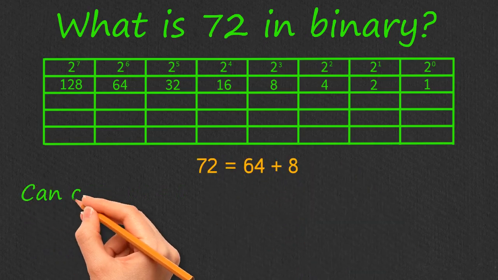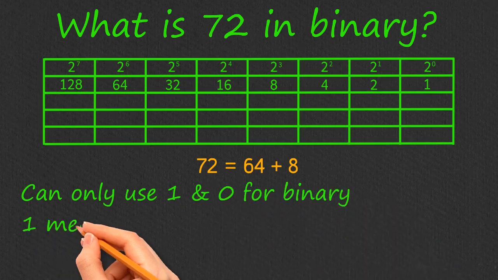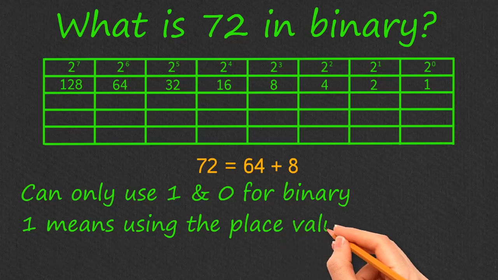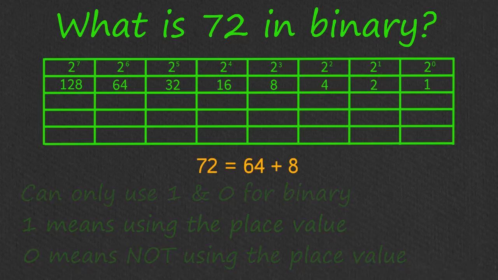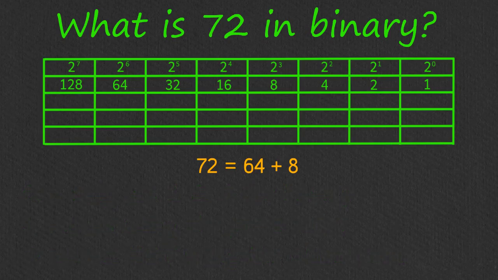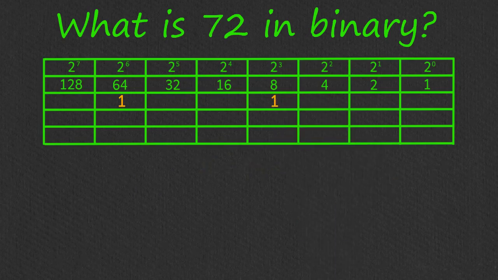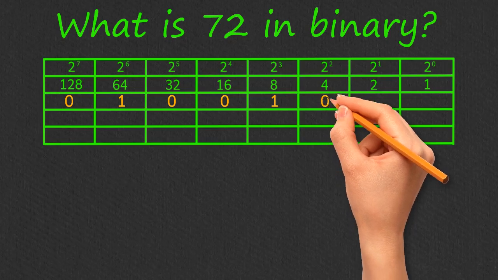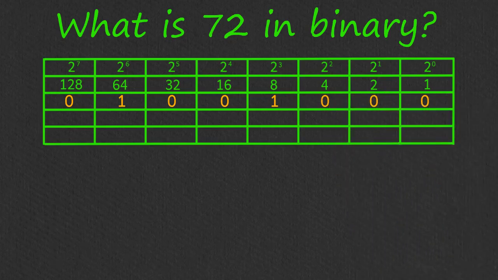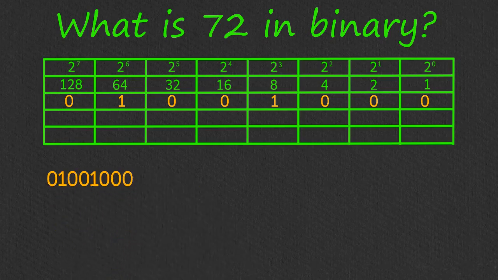When it comes to binary numbers, we can only use 1 and 0 to express these numbers. 1 means we use a specific place value, and 0 means we don't use a specific place value. For 72, we only need the place values of 64 and 8. Therefore, we will place a 1 into those place values and we need to place zeros into all of the other place values in our table, which will look like this. Let us write down this binary number: 01001000.